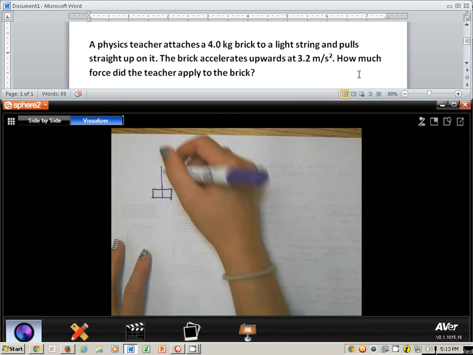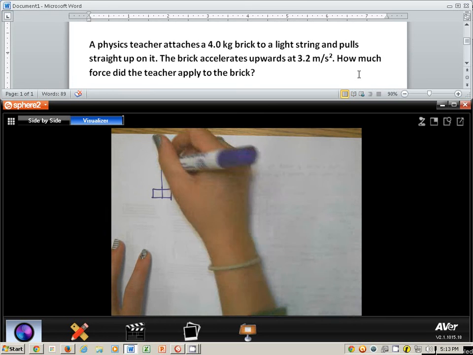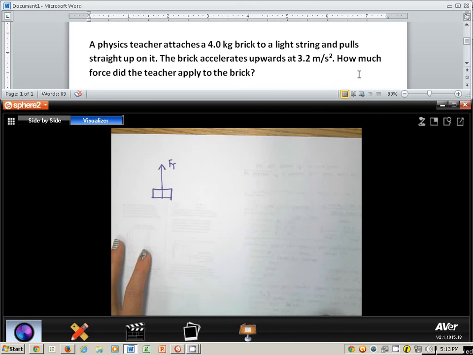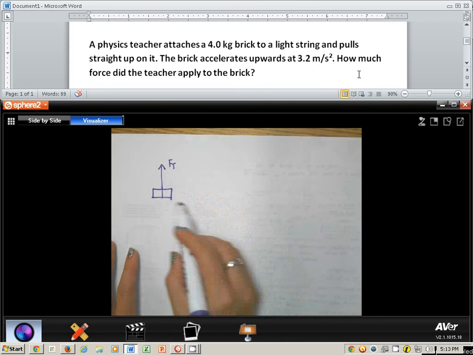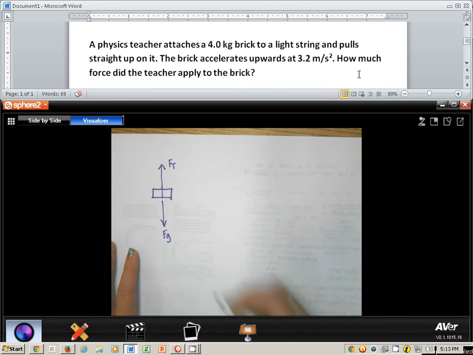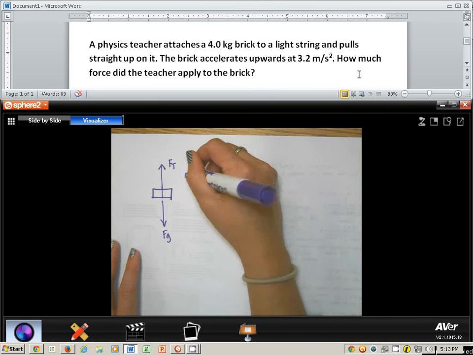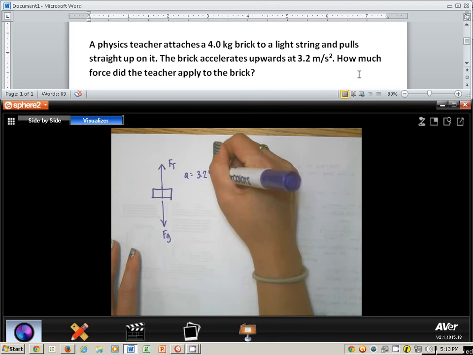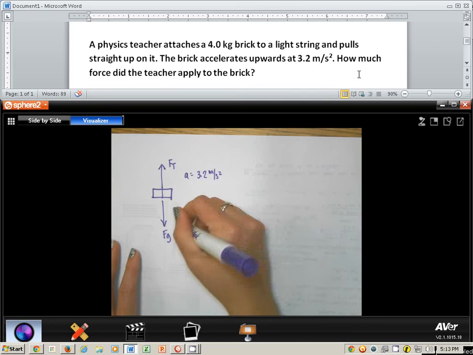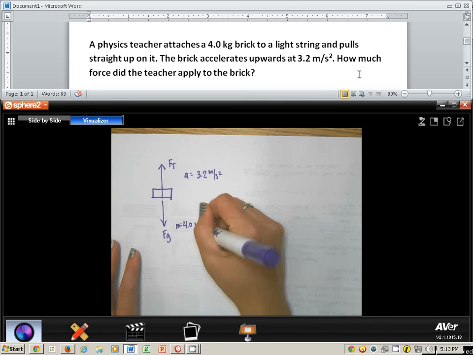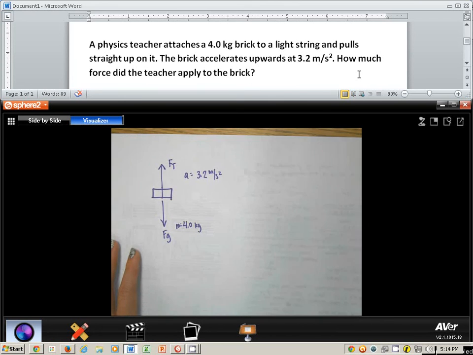So what that means to me is this string is actually going to have a tension force on it because it's a hanging object. In this case, it's not a normal force because it's not sitting on a surface. And I know that there's also going to be an FG that's pulling down on the brick. Okay, it says that the brick accelerates upwards. So I know that a up here is 3.2 meters per second squared, and I know that the brick has a mass of 4.0 kilograms. And it wants to know how much force did the teacher use on the brick.